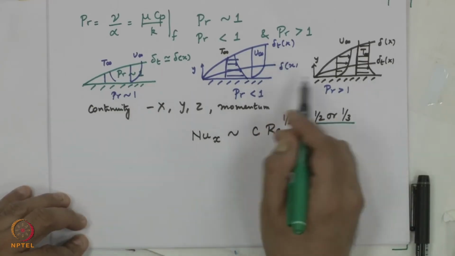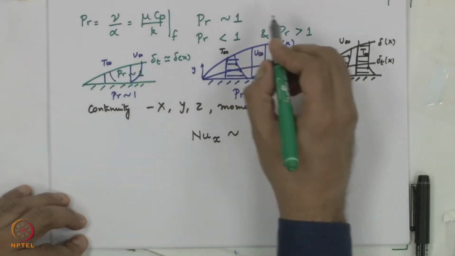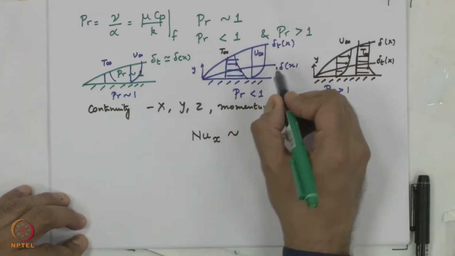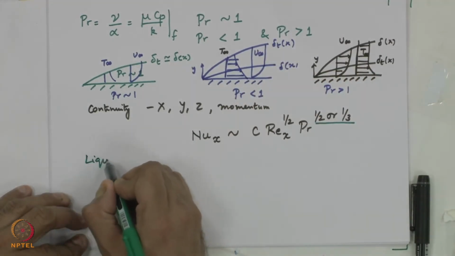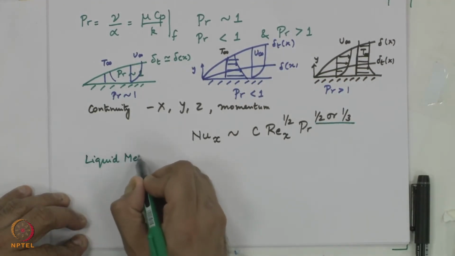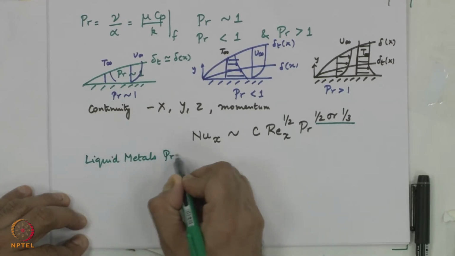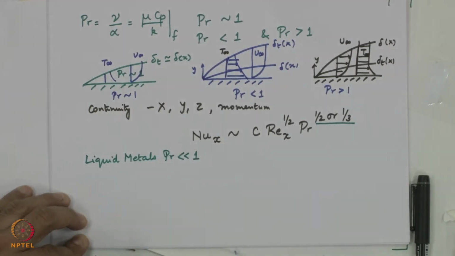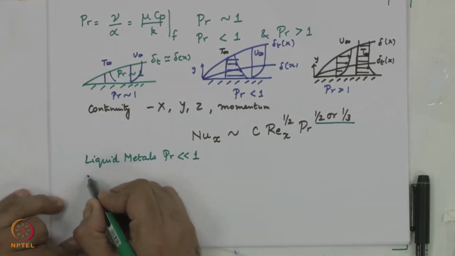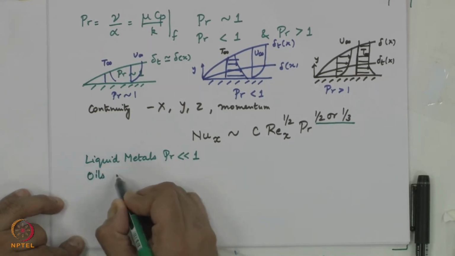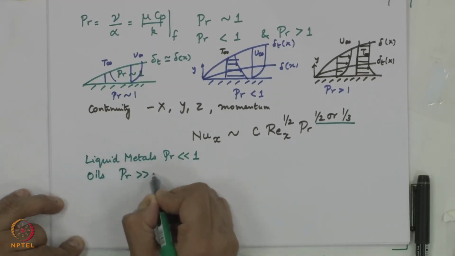What are the fluids which have this? Liquid metals are examples where you have high thermal conductivities, right. So, liquid metals have Prandtl number very much less than 1. Highly viscous fluids like oils, engine oil etc., have Pr much greater than 1.